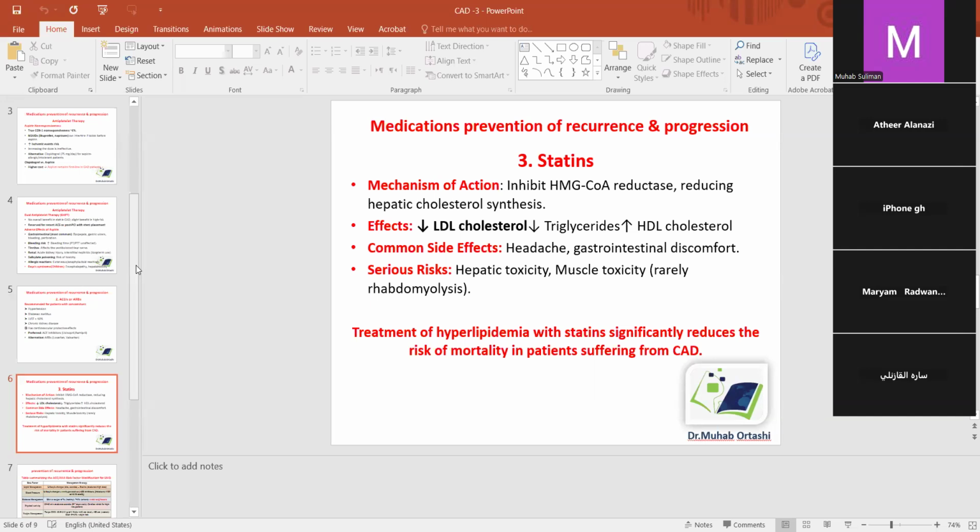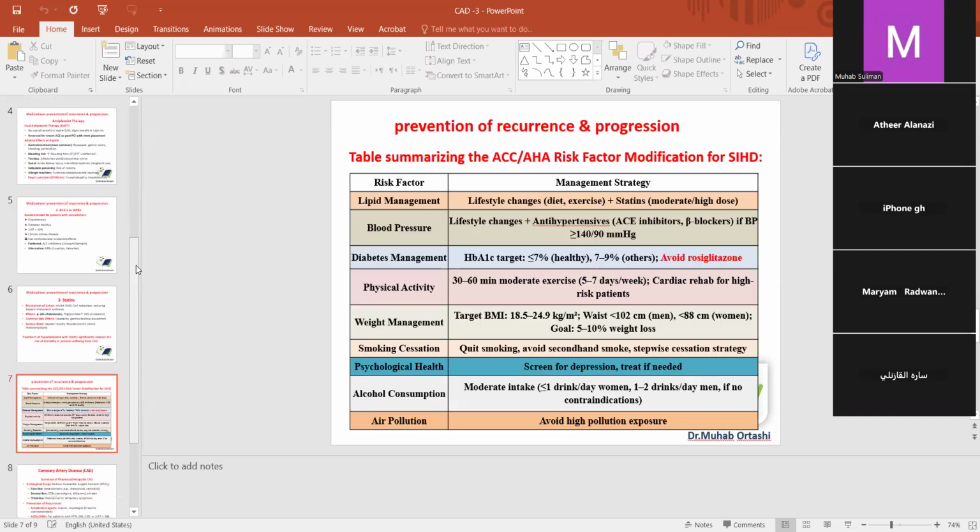So most likely these patients have a high risk for MI and acute coronary syndrome. We use a statin with lifestyle change. This is the last table, the stable ischemic heart disease table, which gives us the risk factors and how we can modify them to decrease the risk of stable ischemic heart disease.